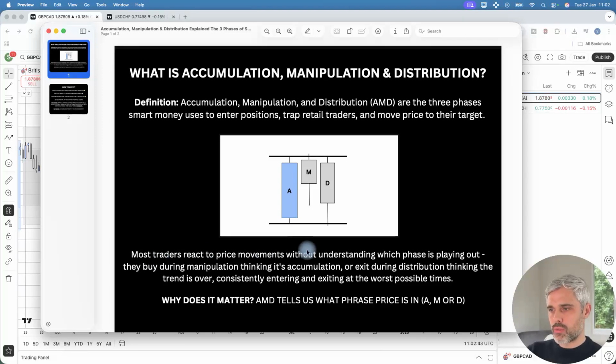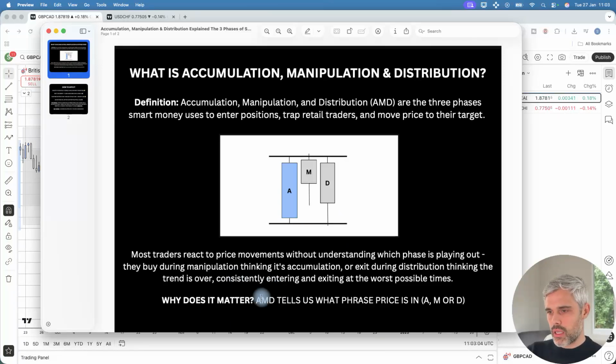Most traders react to price movements without understanding which phase is playing out. So they're buying here at manipulation, anticipating breakouts, or they're looking to go short in the accumulation candle, or they're actually exiting here way too prematurely. So they don't realize that there's a very high probability target in play.